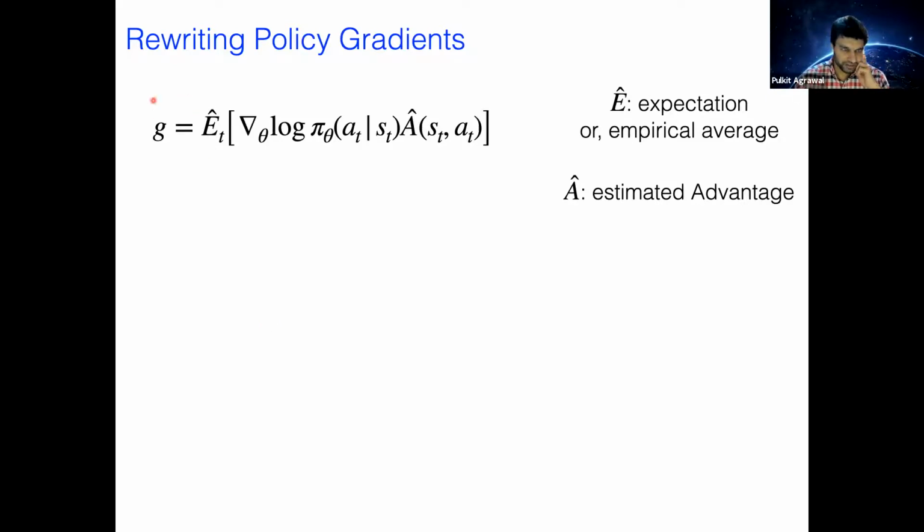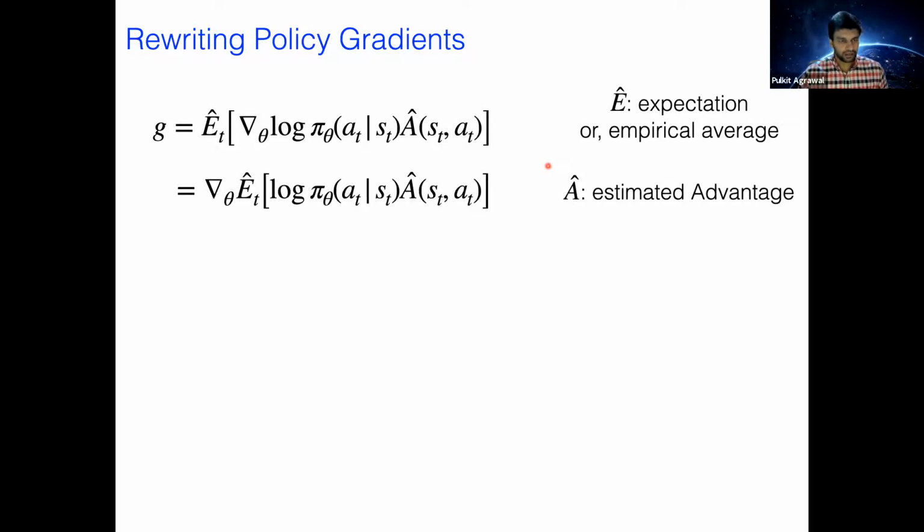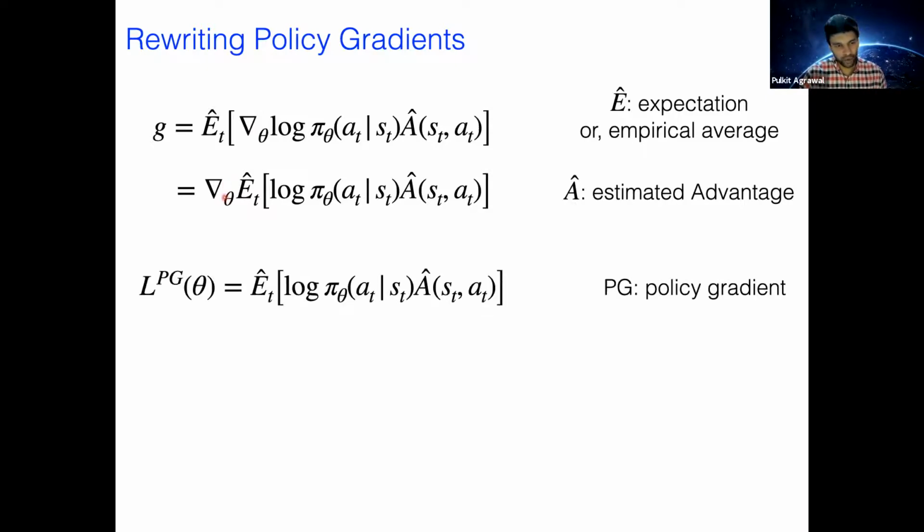This is what we had as the policy gradient, where epsilon hat is my empirical expectation and A hat is the estimated advantage. Now I can always take this gradient outside. The reason I'm doing this is to drive home the point that this gradient g is actually optimizing the following loss function. Because if I take the gradient of this, it is equivalent. I'm going to call this LPG, where PG stands for policy gradient.